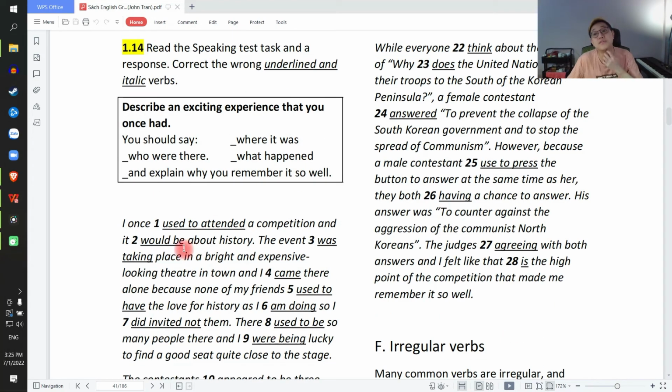Alright, now let's come to 1.14. Read the speaking test and a response. Correct the wrong underlined and italic verbs. So basically, you are provided with a speaking test like this, and the answers are provided already for you. However, you have to correct the ones that are wrong. Đương nhiên cái bài speaking này người ta cho sẵn một cái câu trả lời mẫu như thế này thì đương nhiên sẽ có nhiều chỗ sai, các bạn phải sửa lại cho đúng mà thôi. You have to correct the wrong underlined and italic verbs. Những cái chỗ mà bị sai người ta đã gạch dưới, nó cũng có thể đúng nha. Các bạn vẫn nên sửa mấy cái chỗ gạch in nghiêng và gạch dưới này.